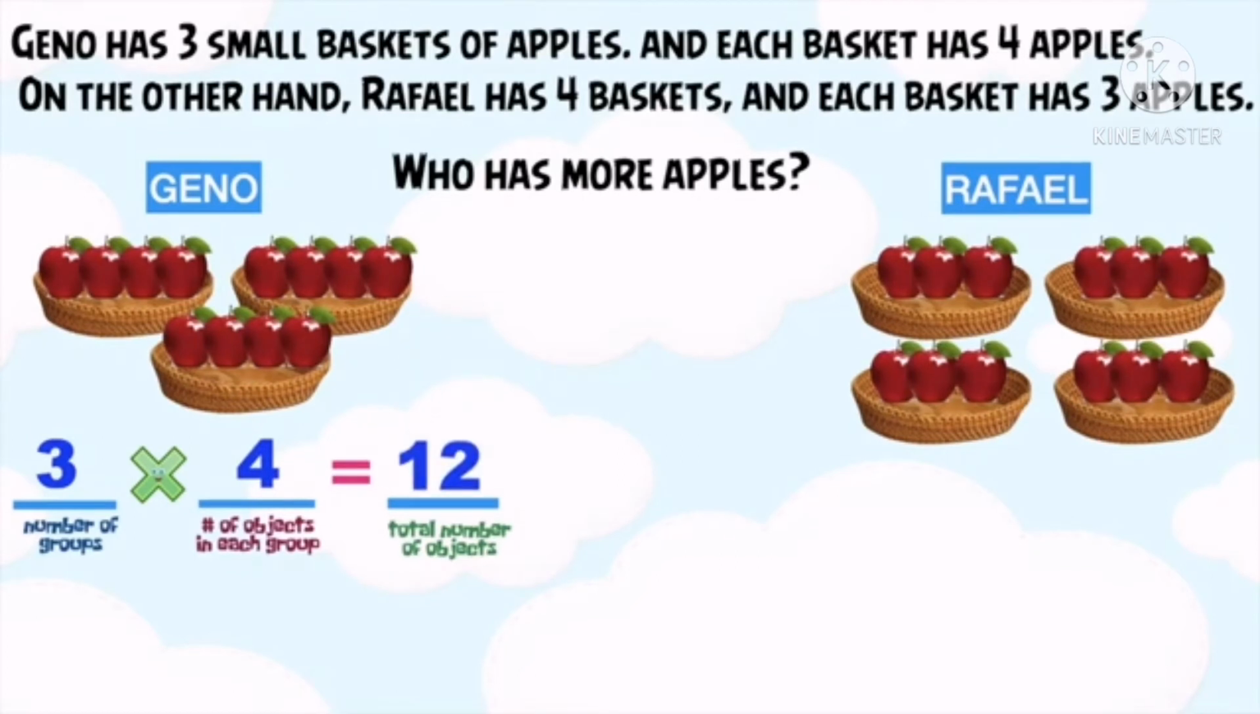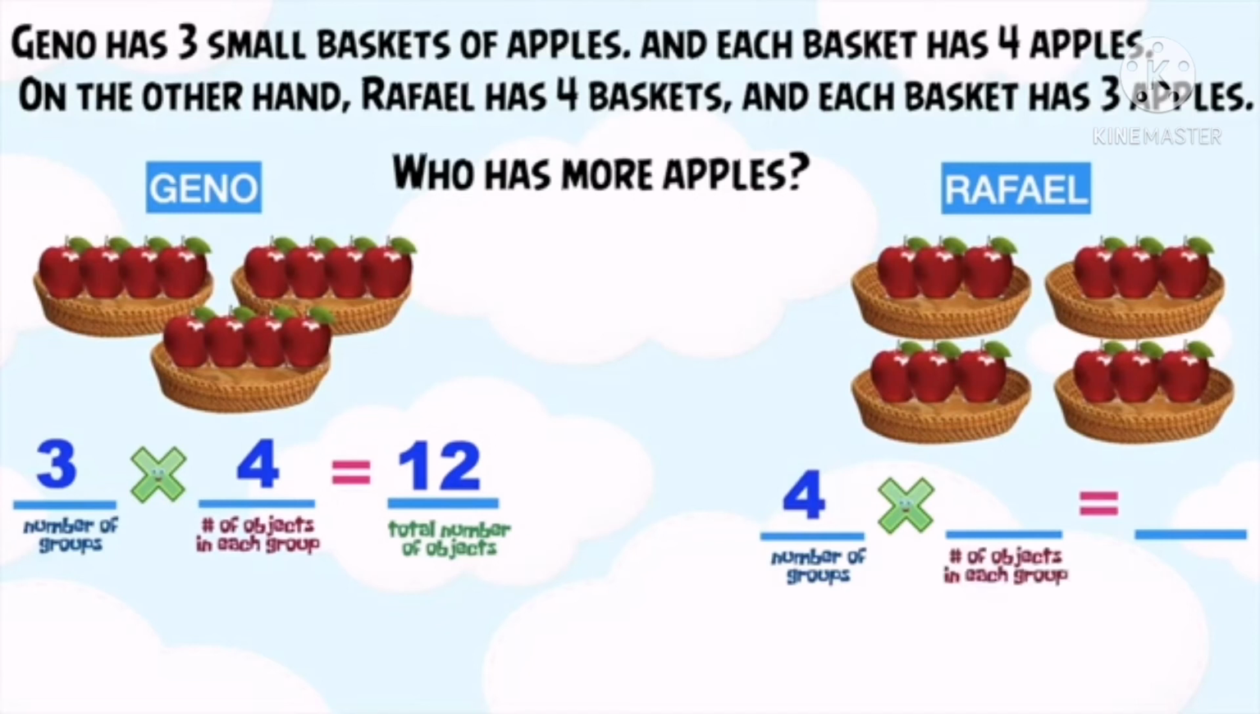Now let's go to Rafael. Using the multiplication sentence, let's count all the apples that Rafael has. Let's write the first factor, which is the number of groups. That's right, we have 4. How about the second factor, the number of objects in each group? Great job, we have 3 apples. Now let's count the total number of apples, that is 12.